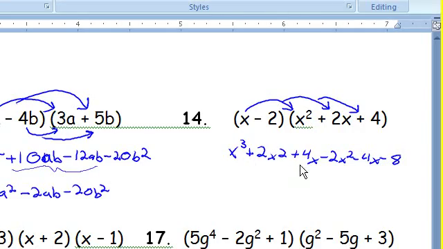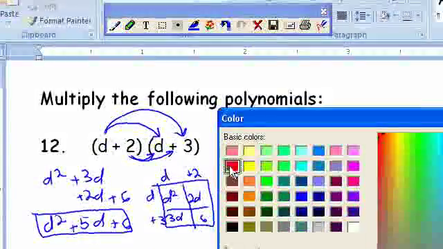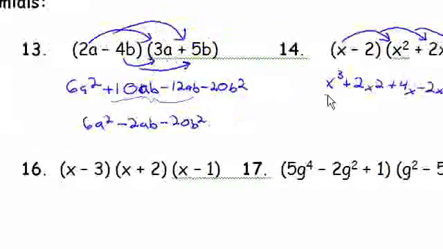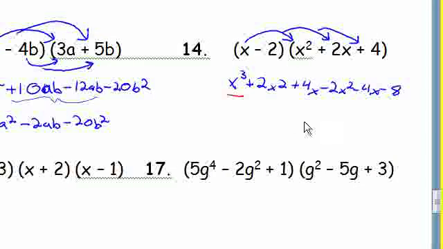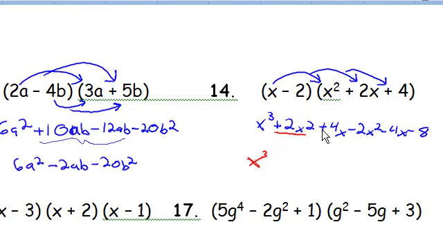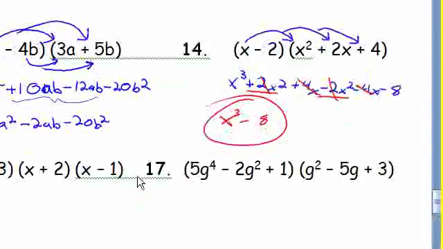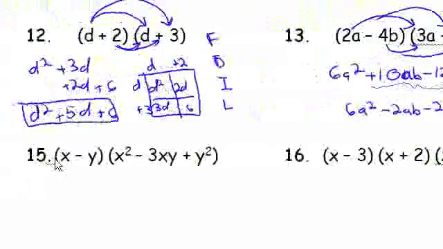Alright, let's look for some like terms. I see a cube term here. That's the only cube term, so I'll copy that one. X cubed. I see a 2x squared and a negative 2x squared. Great. I love it when those cancel. And I see a 4x and a negative 4x. Great. An even better cancellation. And we're left with our measly negative 8. So this is just x cubed minus 8. Final answer. Cool.